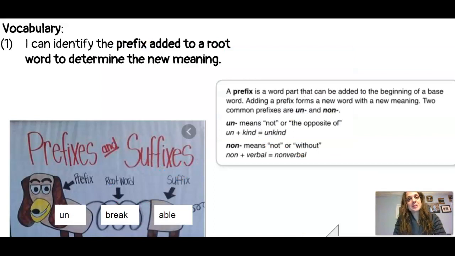We just met our purpose, third graders. I can identify the prefix added to a root word to determine the new meaning. Make sure when you're reading, you use this strategy to help you determine the new meaning of tricky words, because then they will become our power words. Good luck, readers.